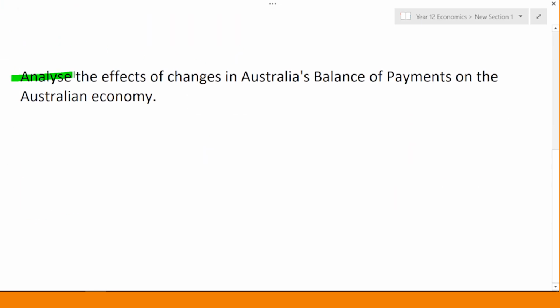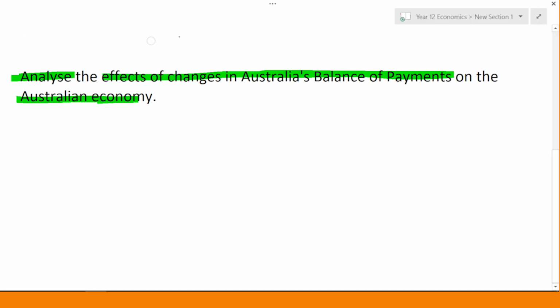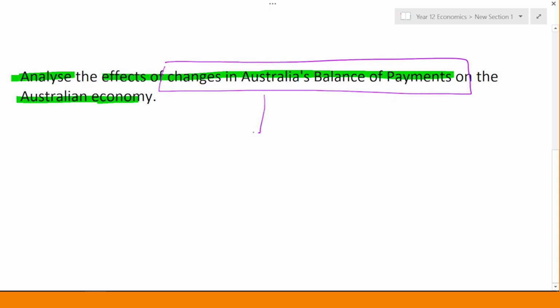I'm like, okay, so our directive term is analyze. What we're looking at is the effects of changes in Australia's balance of payments, and we want to see how that affects the Australian economy. So I might also make it clear that we're saying, okay, how do changes in Australia's balance of payments affect the Australian economy? That's the kind of relationship we're looking for.